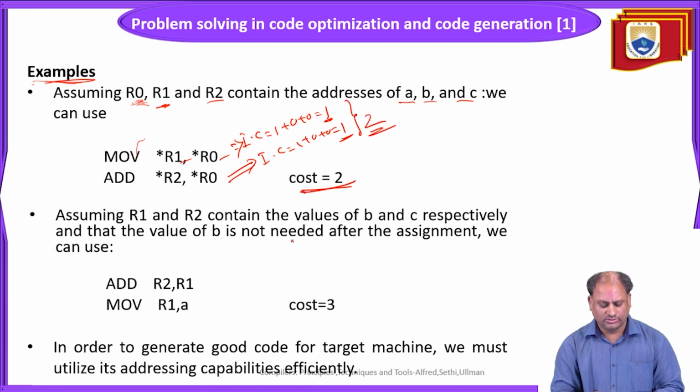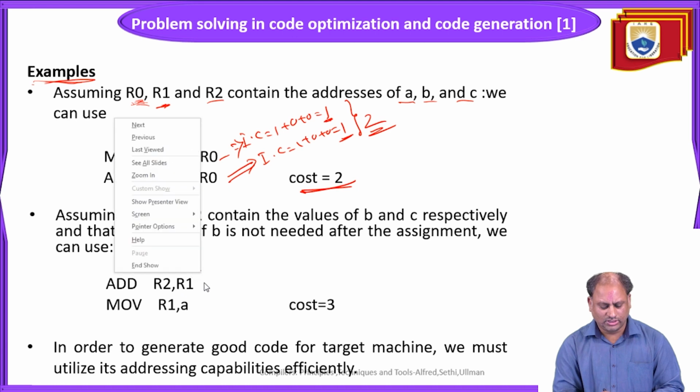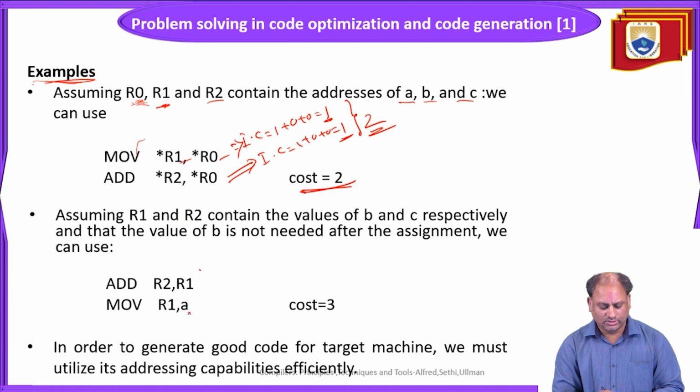Whereas here, the cost associated with this instruction, add R2 comma R1, is also instruction cost equal to 1 plus. Here 1 is used for the purpose of the instruction.